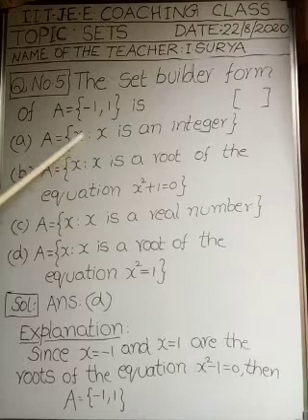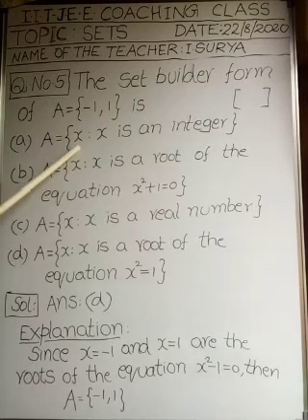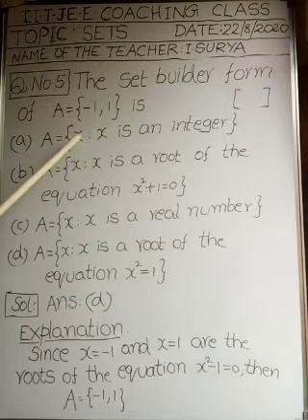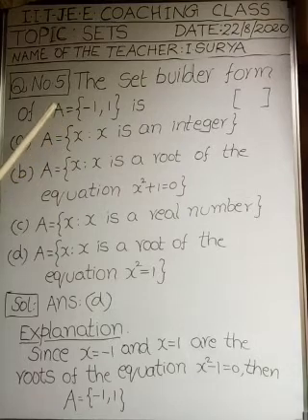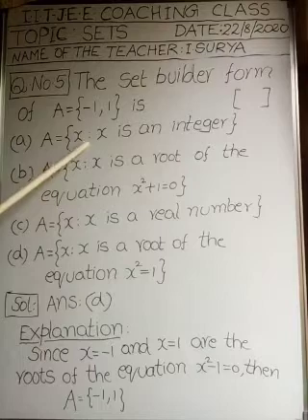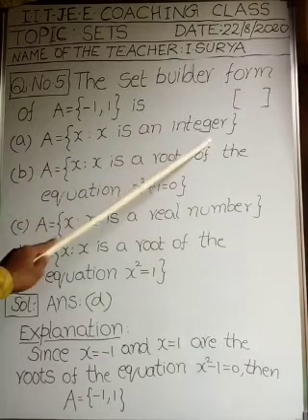First we have to read it as a set of all x. If there is y, set of all y. After that, two dots are there. We read it as such that. Remember this point, my dear children, how to read a set in the set builder form. Such that x is an integer.